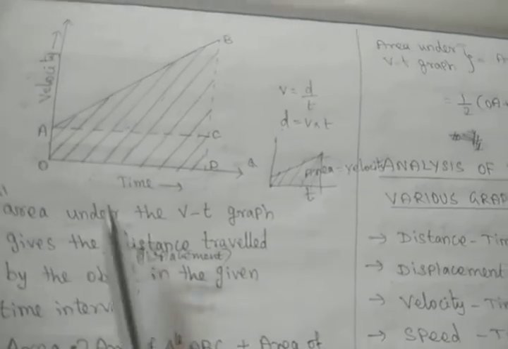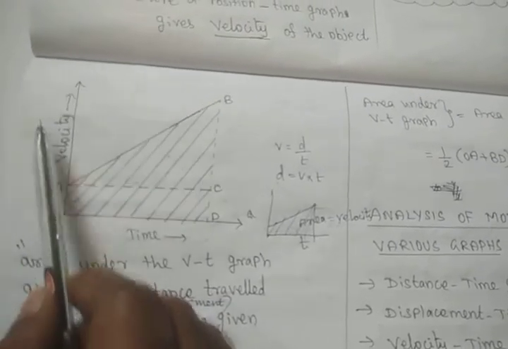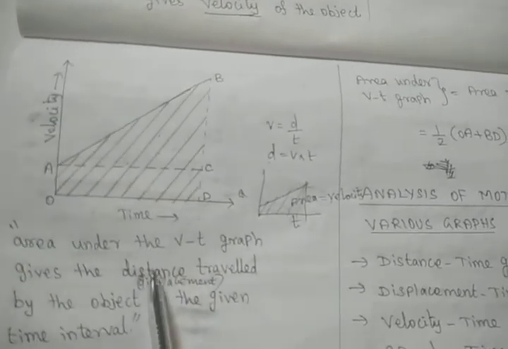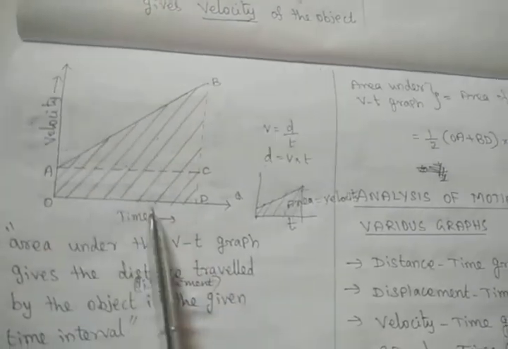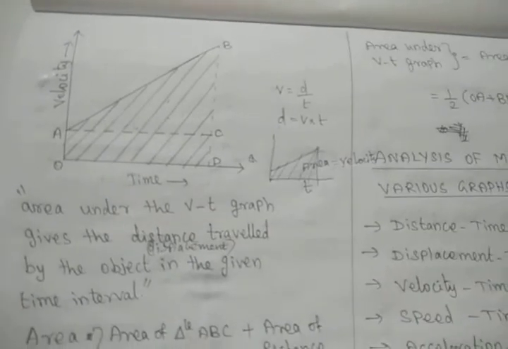If you want distance, it means in the y-axis you have to put speed. So in a speed time graph, only distance can be calculated. In a velocity time graph, we are able to calculate the displacement covered by the object.